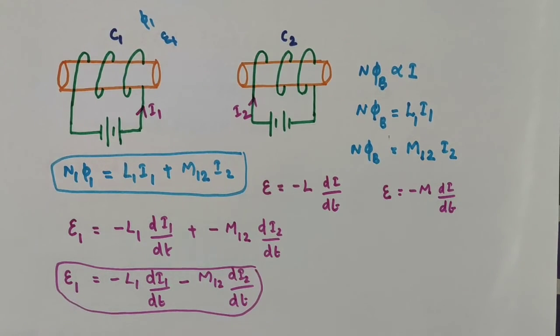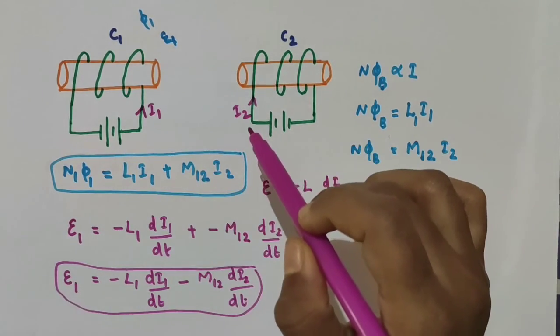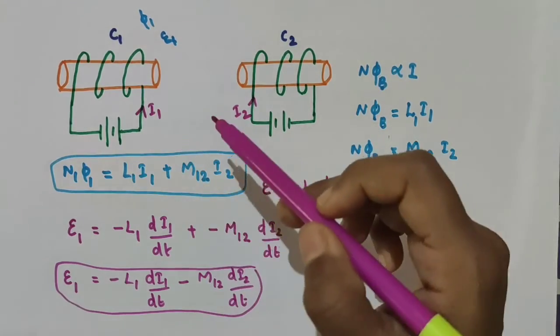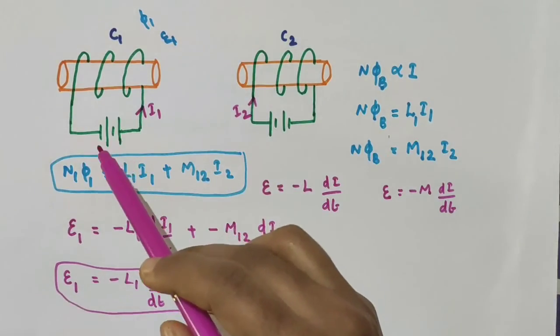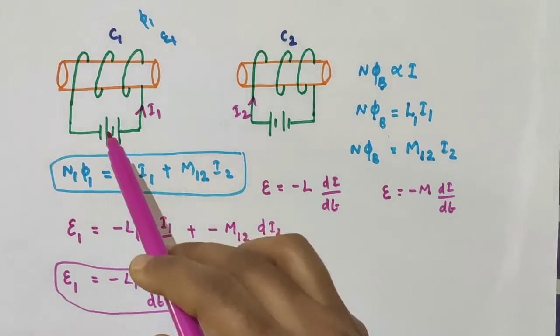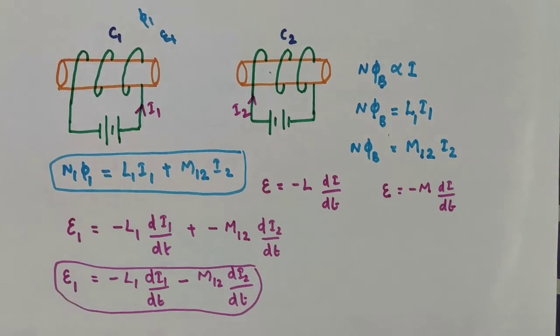Okay, so we got one such expression now. When we are considering two nearby coils and currents flow through both the coils, then the EMF induced in a single coil will be due to the EMF induced by the coil itself and the EMF induced due to the change in current in the neighboring coil.